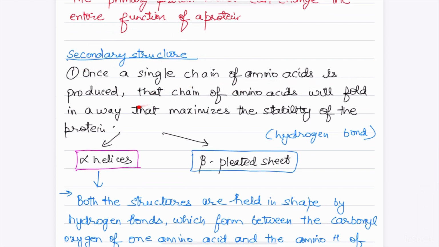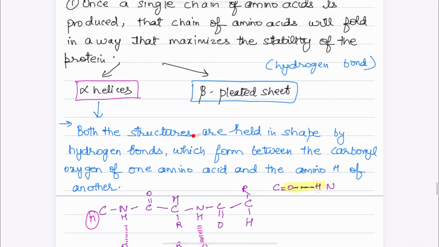The next structure we have is the secondary structure. The major force by which proteins are held together in the secondary structure is called hydrogen bonding. There are two types of secondary structure, alpha helices and beta pleated sheets. Now besides peptide bonds, secondary structures have hydrogen bonding. Alpha helices and beta pleated sheets are both held in shape by hydrogen bonds, which form between the carbonyl oxygen of one amino acid and the amino hydrogen of another.